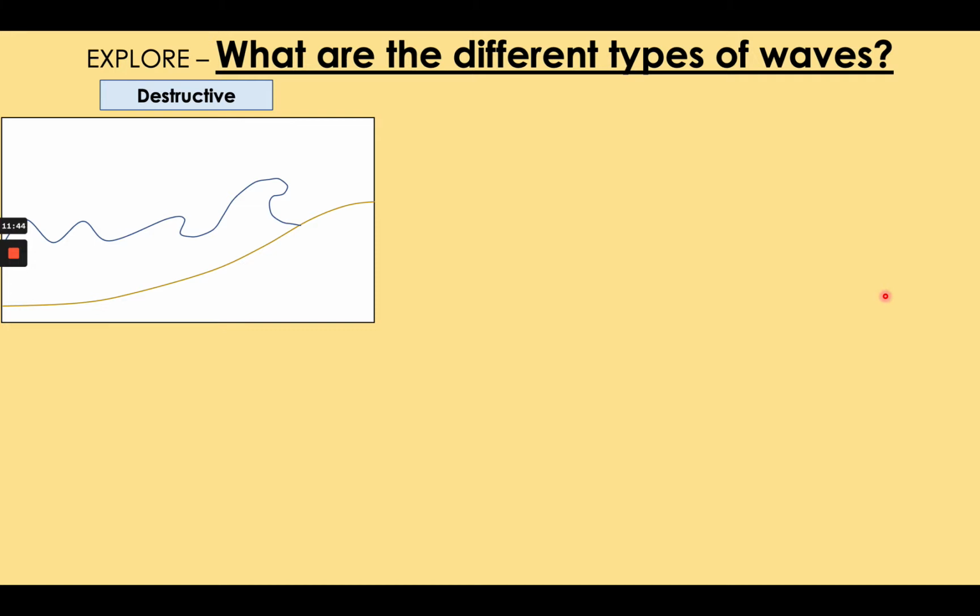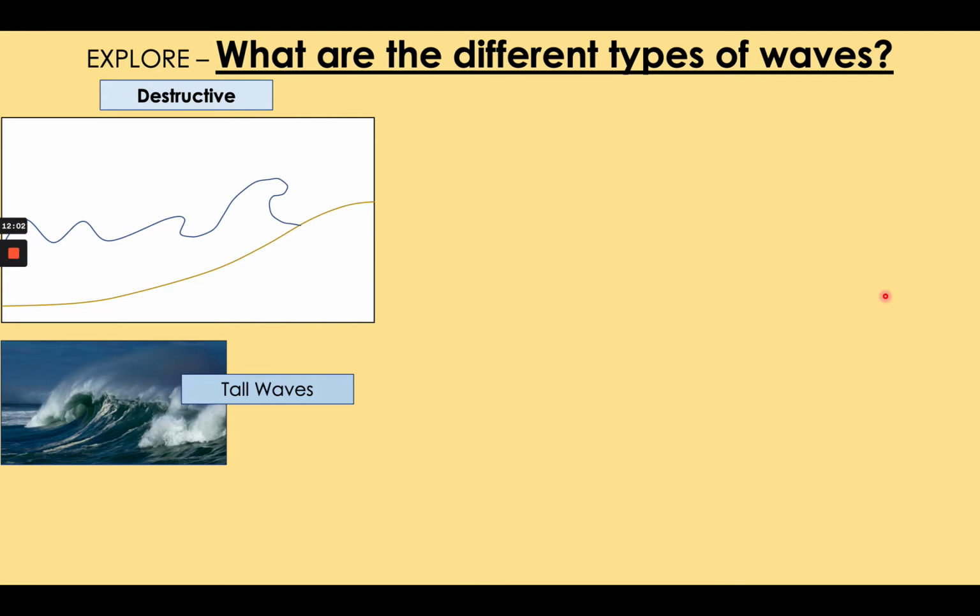When a destructive wave reaches the coastline, it is particularly tall. The wavelength is particularly short, meaning the waves are very close together. And when the destructive wave breaks, it plunges straight down rather than moving a lot up the beach. They look like this.